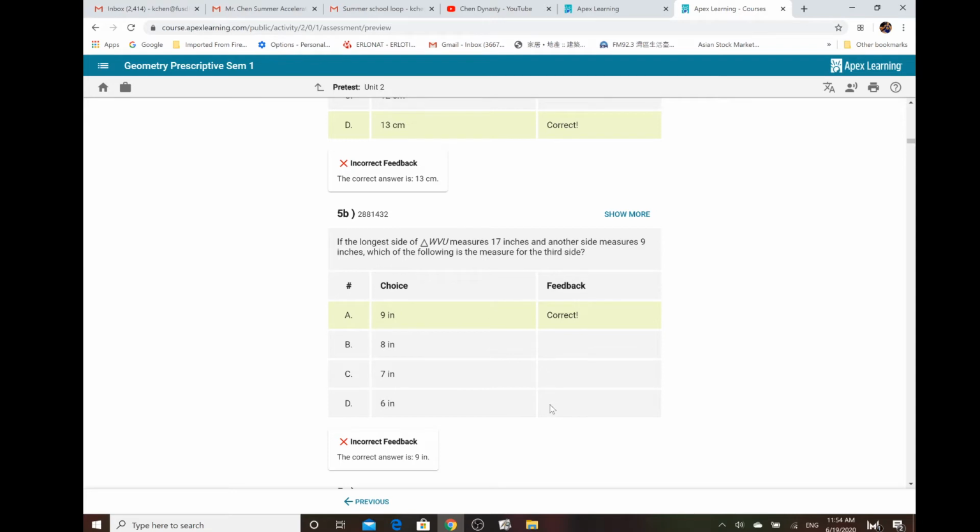Another one, again using the Pythagorean theorem, so make sure you plug in the numbers correctly. One side is 17 inches, and the other side measures 9 inches. Which of the following is the measure of the third side? This one is showing that the longest side of the right triangle is 17 inches. So the other two sides, okay, let's see. It doesn't say what kind of triangle this one is.